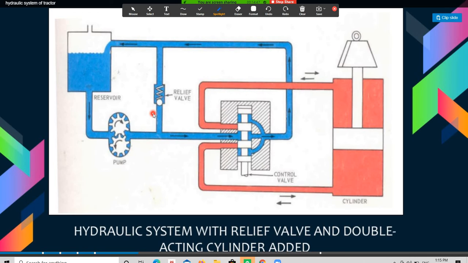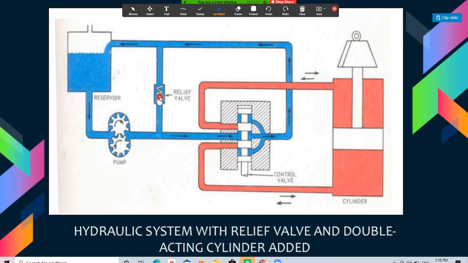Then the relief valve protects the system from high pressure, and the valve is set slightly higher than the working pressure. In case the pressure increases beyond the working pressure, the relief valve opens, allowing the fluid to pass to the reservoir. And when the piston reaches the extreme position, the relief valve opens to bypass the oil.